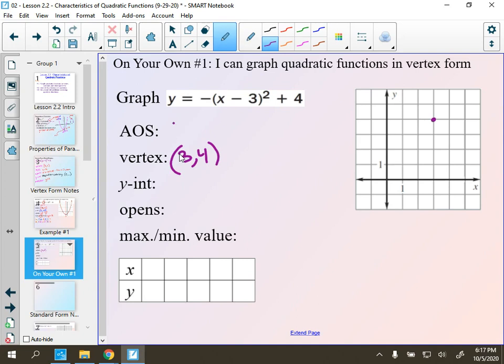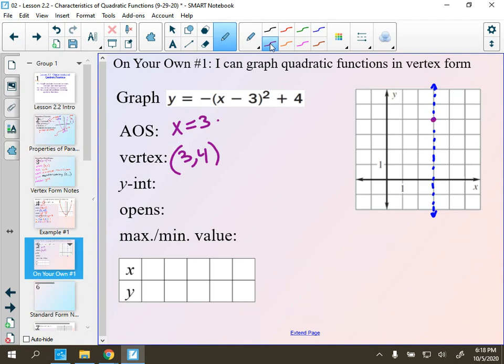My axis of symmetry is x equals 3. So it's going to be the vertical line that passes right through this point here. We'll just use a dashed line on your graph. You don't have to label it because we got it labeled right here.